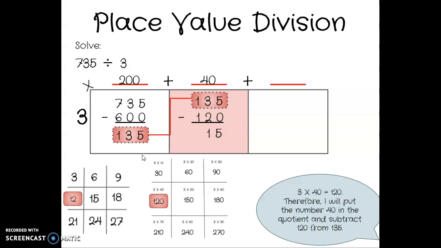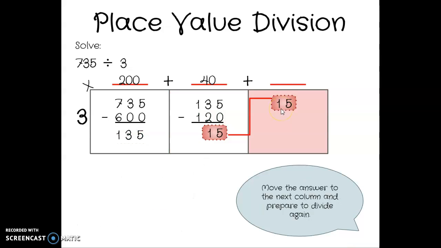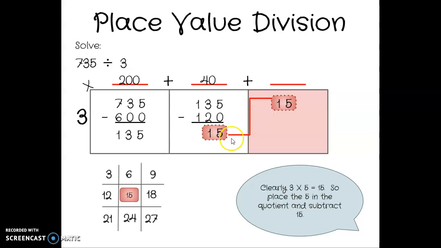Then I will subtract, which is what this looks like. I will put this 40 in the quotient and subtract to get 15 and move my 15 over here. Now I will find out how many threes fit into 15. Looking at my Tic Tac Toe chart again, I see that 5 times 3 or 3 times 5 makes 15. So I place the 5 in the quotient and subtract 15. 15 subtract 15 makes 0.